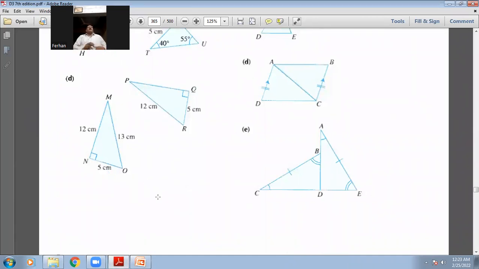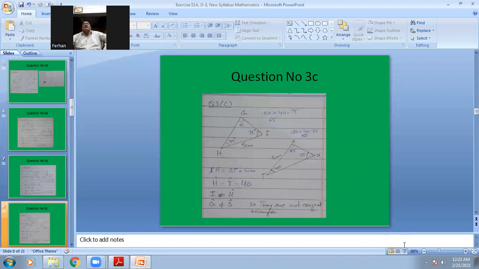So question number 3, it's D part. You can see here we have two triangles in comparison. And I can say that the hypotenuse in the one figure is 12 centimeter and the other figure is 13 centimeters. So you will not be able to prove that they are congruent triangles because the hypotenuse in both the triangles have different lengths. So they will not be corresponding and they will not be congruent to each other.